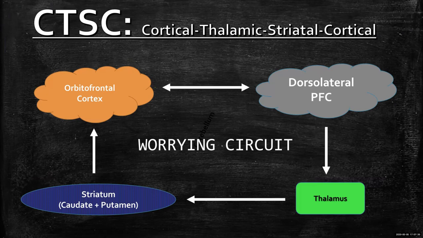These structures form a circuit. The circuit is called the cortical thalamic striatal cortical circuit, and we call this the worrying circuit. This is because this circuit becomes highly activated in individuals who worry. It becomes a loop where obsessions and constant worrying occur. What we know about the orbitofrontal cortex is that in individuals with OCD, when you scan their brains, they have an overactive orbitofrontal cortex, and this has been thought to cause obsessive thinking.